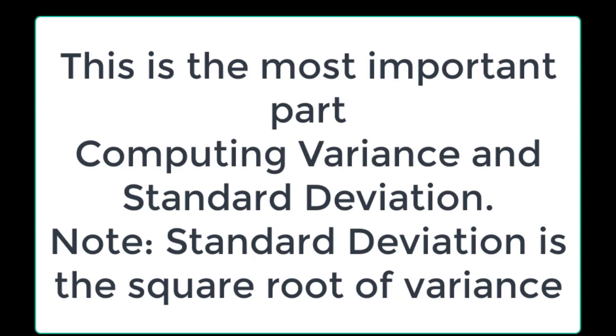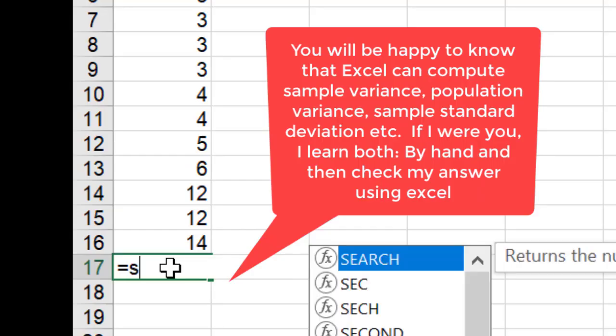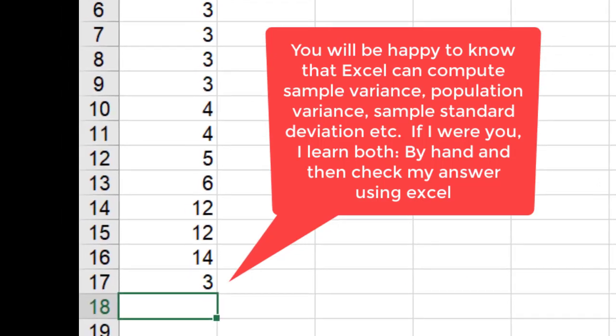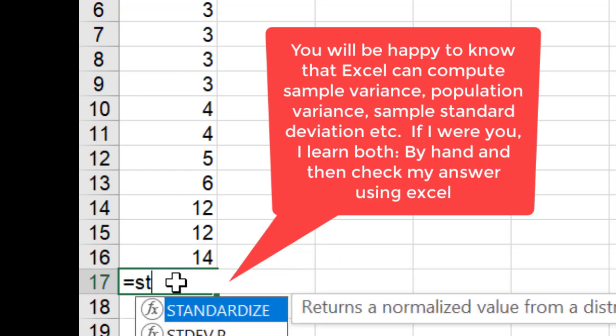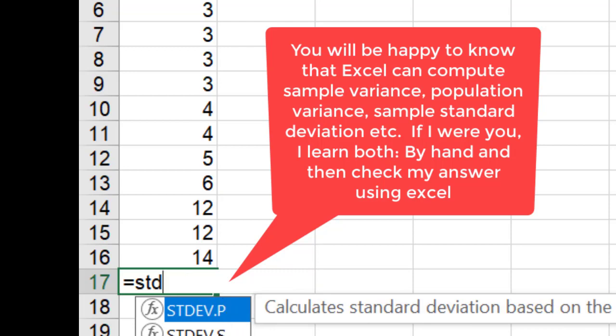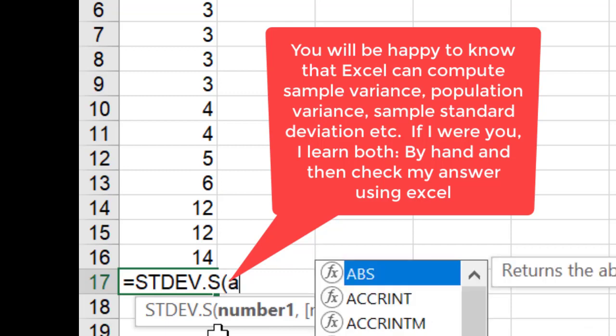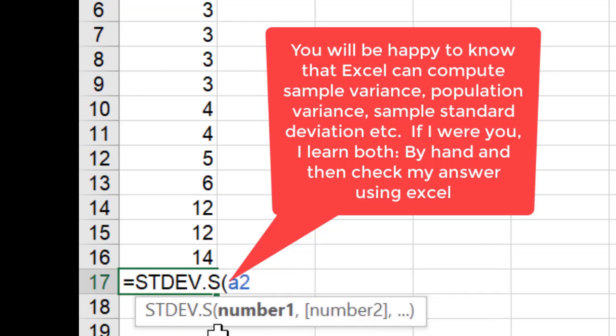Yes, this part people will like because computing variance and standard deviation by hand is very hard. I have given notes and other help, but Excel does it for you. You copy your data into a spreadsheet and see, watch me here. If you type equals STDEV.S, that means standard deviation sample. Similarly, STDEV.P means population.